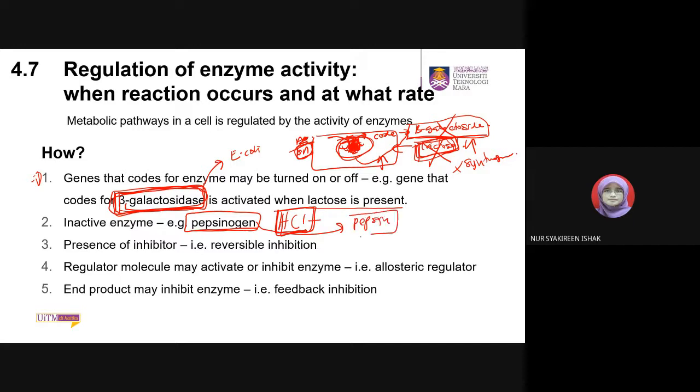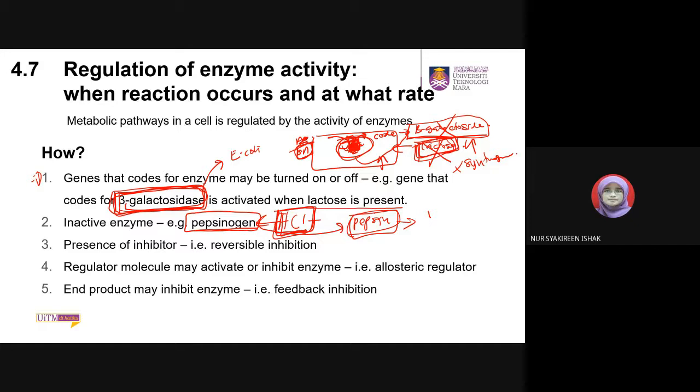Okay, initially before pepsin is produced, it is in the inactive form. So the inactive form is pepsinogen. In order to activate pepsinogen, it has to have an acidic condition, which is HCl. So the presence of acidic condition will cause the pepsinogen to be activated into pepsin. Once the pepsin is activated, it can be used to hydrolyze protein. Okay, so samalah apply kepada enzim-enzim yang lain kan. So inactive enzyme has to be activated by certain factors.